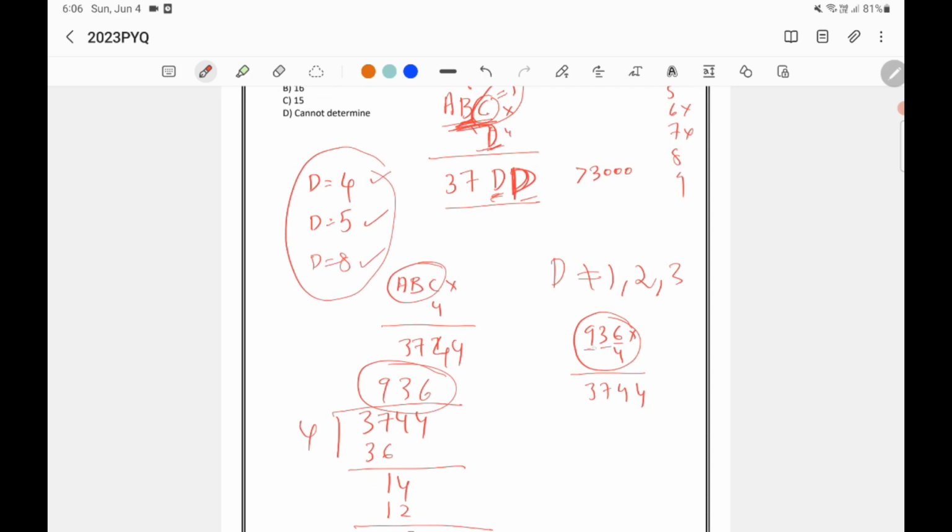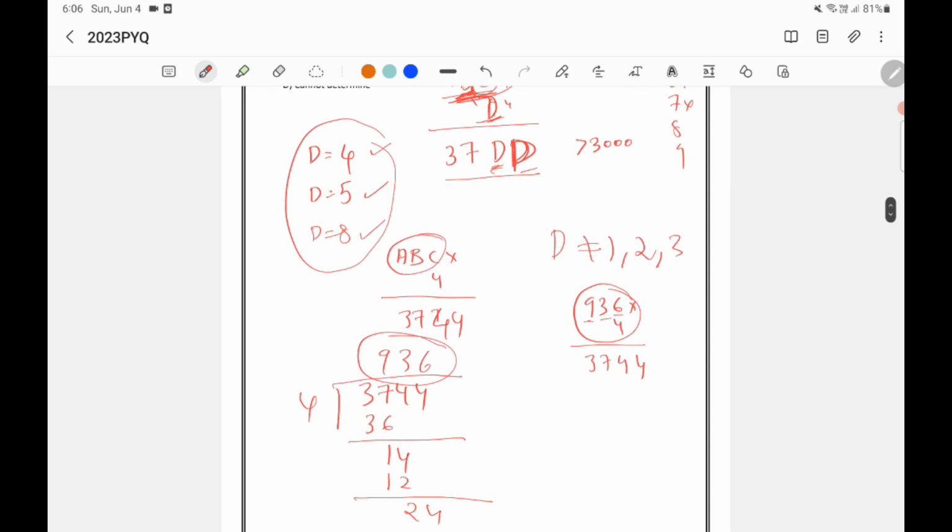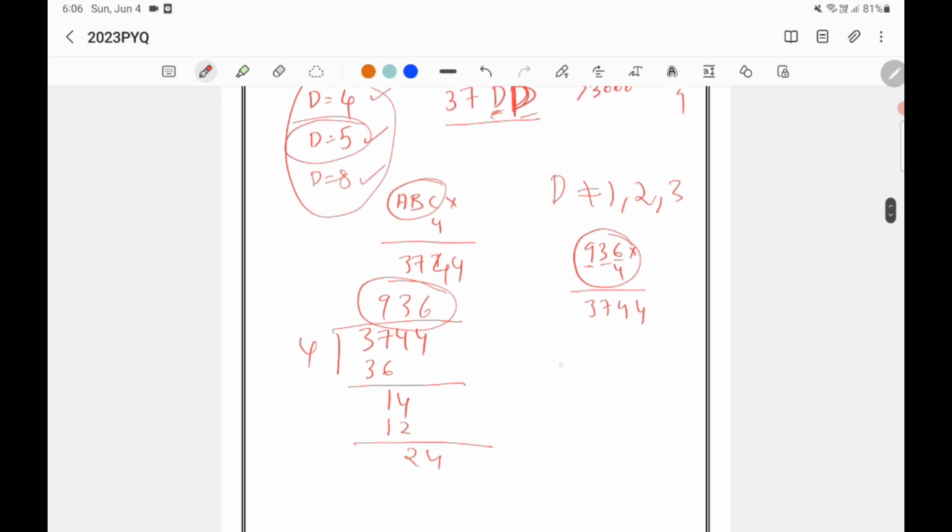9 plus 3 plus 6 is 12 plus 6, 18. So 18 is the right answer. But I will just show you what will happen if I put D is equal to 5. So D is equal to 5 means you will get 3755. Now if I divide this by 5, because in that case you will get ABC into 5. When I am substituting D is equal to 5, you will get ABC into 5 is equal to 3755. So just find out what is ABC.